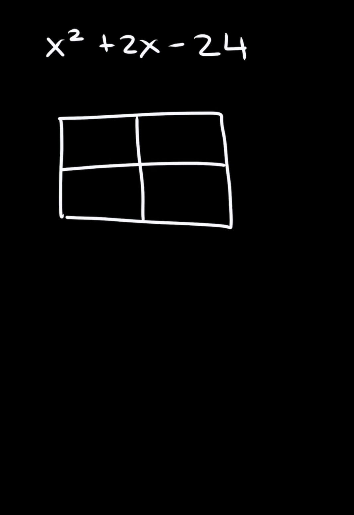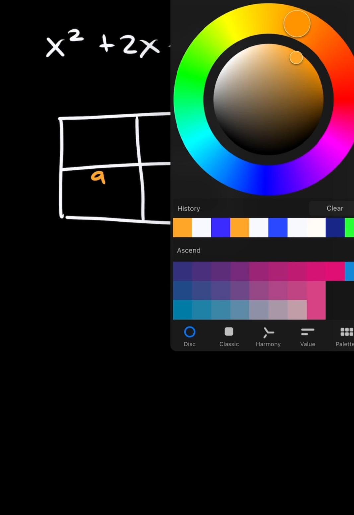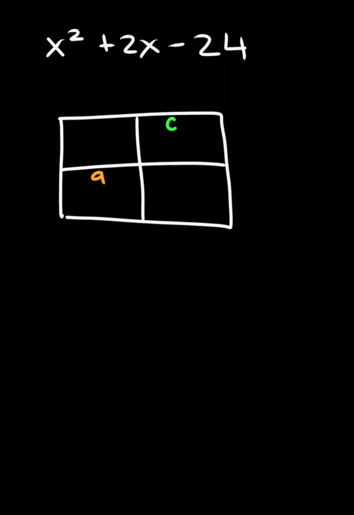Now in this first box, we want to put our A, and then in the other box, we're going to put our C. Our A is going to be this one first, and we can put the whole thing. So x squared. We don't have to worry about it just being a coefficient. And then our C, we have this, negative 24.